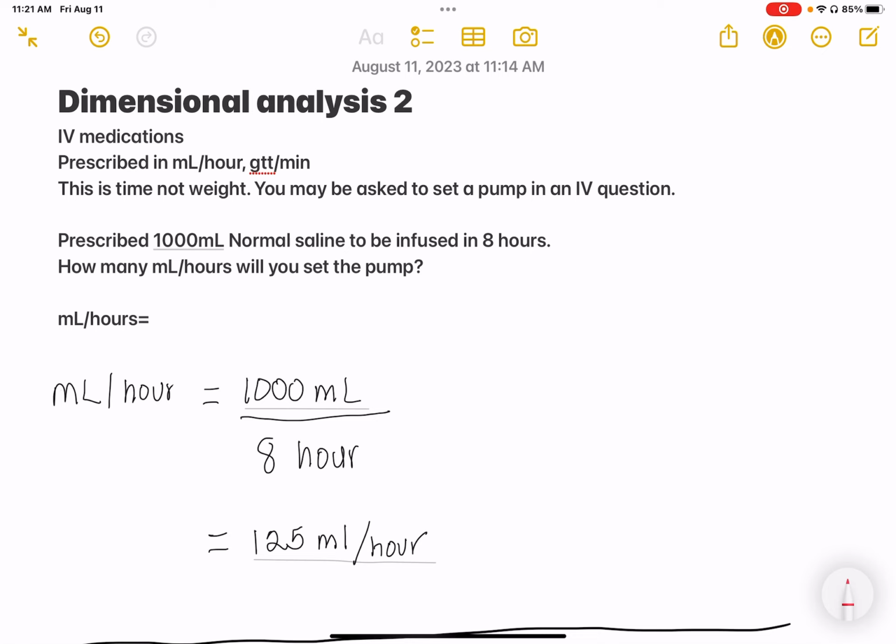So that is what we want to circle, the milliliters an hour. That's exactly what we want. So you don't need to add anything else to your problem. You simply do the math and you get 125 milliliters an hour. A very simple way to do this problem. Remember not to add information you do not need.